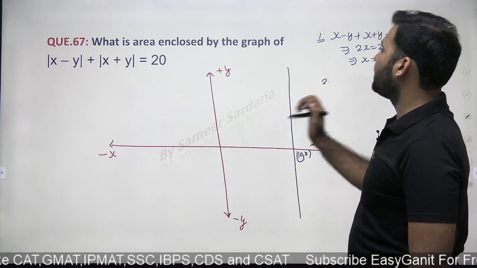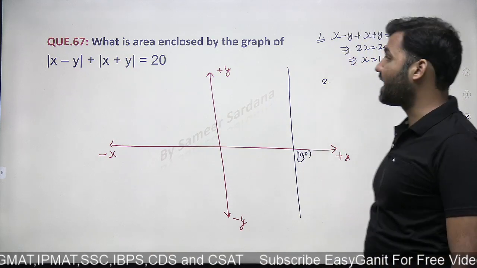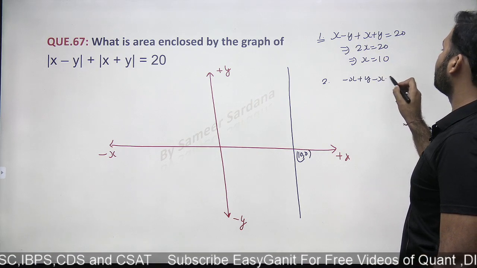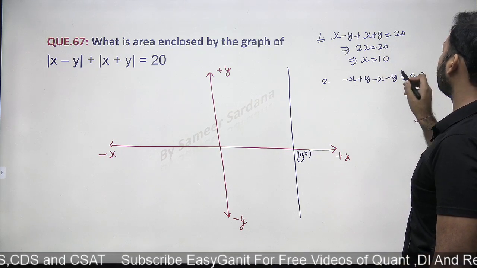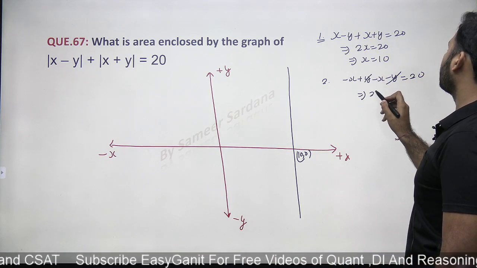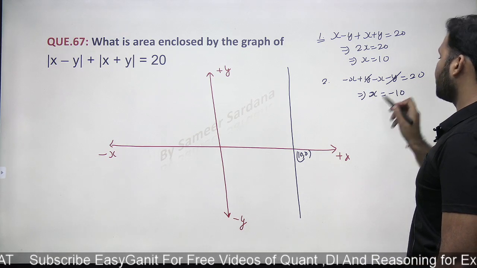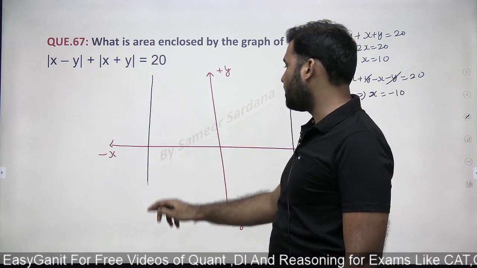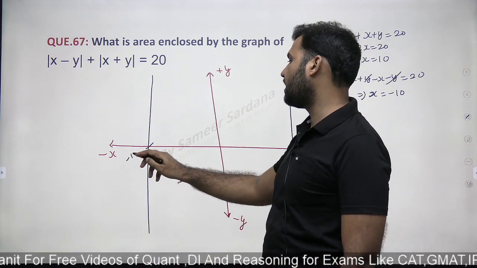Second would be the case when both of the mod will be open with negative sign. Minus x plus y, minus x minus y is equal to 30. Let's get cancelled. X here will be equal to minus 10. X equal to minus 10 is nothing but a line parallel to the y-axis, passing through minus 10, 0.